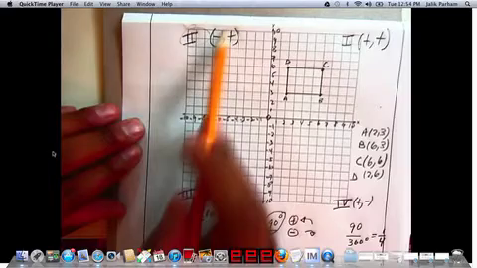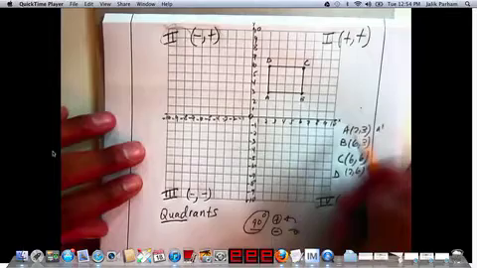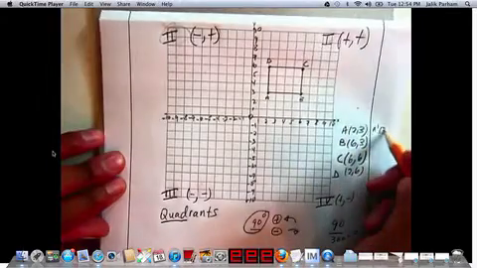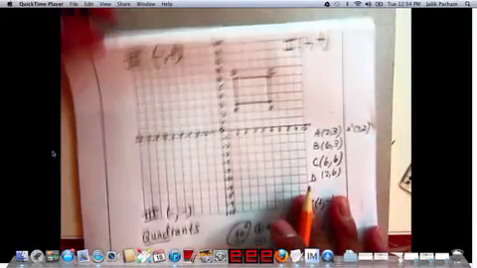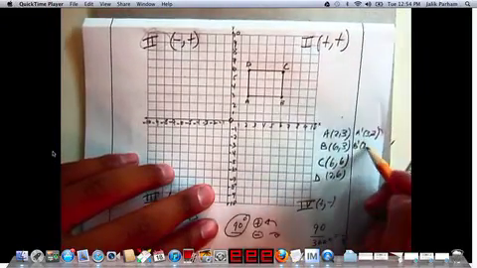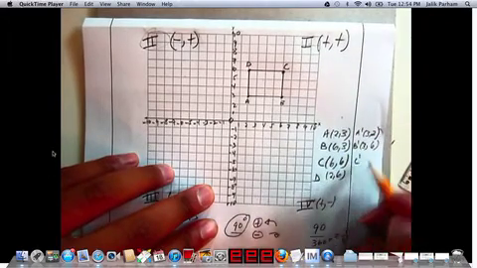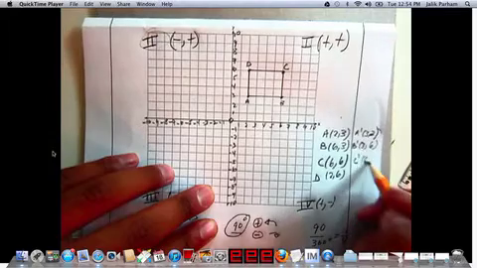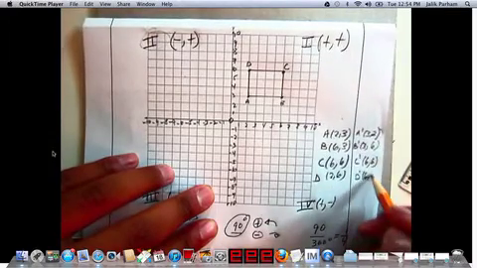So let's first switch the coordinates. A is going to turn into A prime. And instead of being 2, 3, we're going to switch it. It's going to be 3, 2. Move that over just a little bit. B prime, it's going to be 3, 6. Let's switch 6, 3 to 3, 6. C prime, if you switch 6, 6, you get 6, 6. And D prime, we'll have 6, 2.